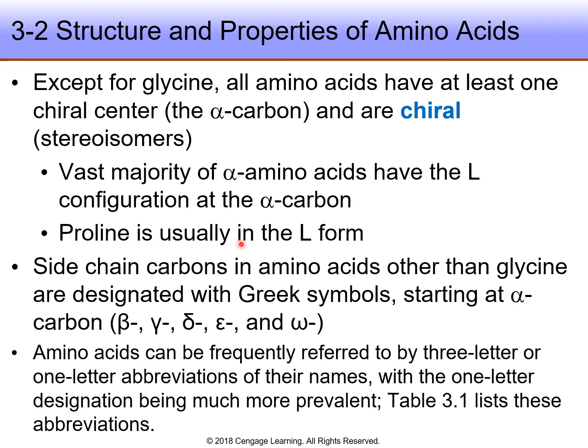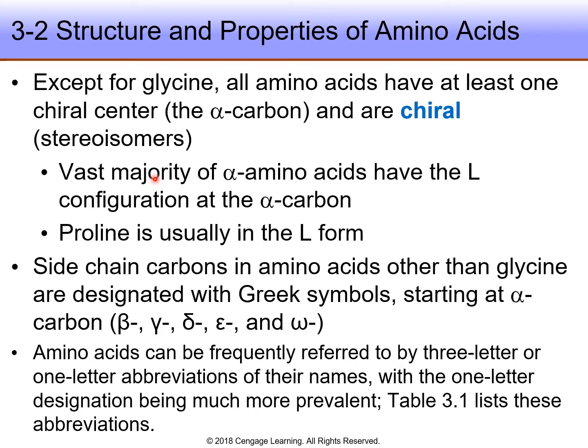And proline is usually in the L form. Now, the side chain carbons in amino acids other than glycine are designated with Greek symbols starting at the alpha carbon. Notice here, as we said, all naturally occurring amino acids have the L configuration. However, you can find D amino acids in bacterial cell walls and in some antibiotics.